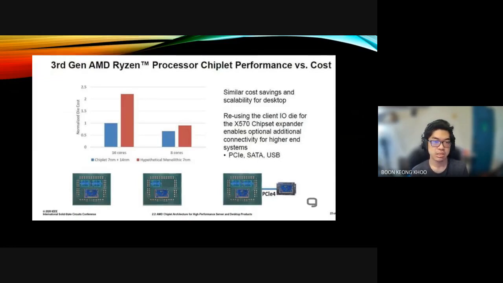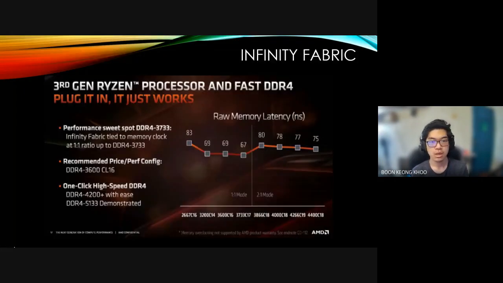So you can see this is the keynote from the launch of the third-gen AMD Ryzen. Basically, for the 16 core, they cut their cost in half, which is very huge. But because the chiplet is separated, they need a wire to connect the chiplet and the IO die together. So it will introduce parasitic inductance, which results in memory latency. AMD calls those connections Infinity Fabric. In order to reduce that latency, a higher clock memory must be used. In this case, you can see on the slide, the one-to-one mode means the Infinity Fabric clock is set to match the memory clock. Using a higher memory clock is able to reduce the latency from 83 nanoseconds to 67 nanoseconds.